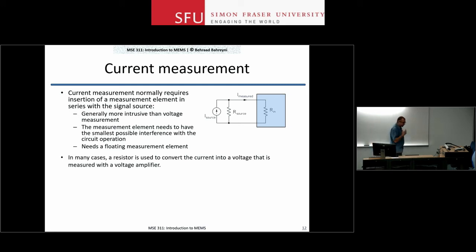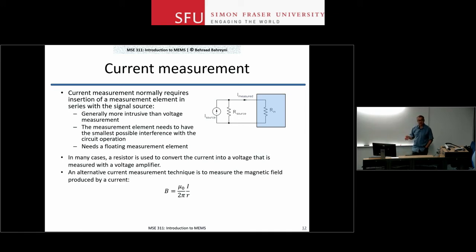Now, if that is not possible, if there's no way for you to insert a resistor into a circuit and do the measurement, there is an indirect way of measuring the current. What you do in this case is that whenever you have current flow, you produce a magnetic field around that piece of conductor. You can measure that field and estimate the current. So the relationship between the field and the current is as shown here. I is the current through the conductor, and R is the distance from the center of the conductor. Right? So it is proportional to 1 over R.